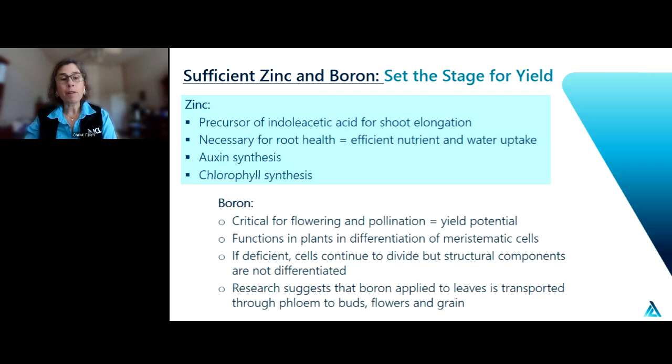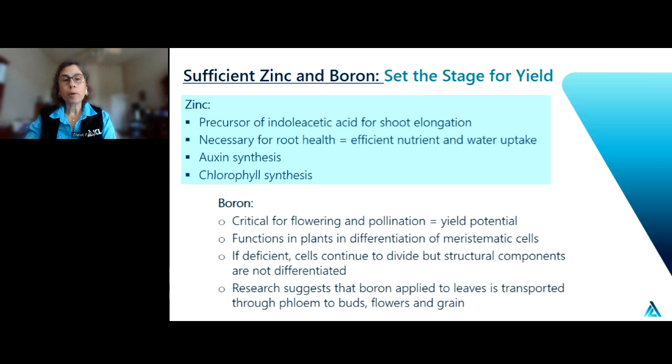And then the boron, I kind of mentioned some of that before, how critical it is for flowering and pollination, and that it helps with the differentiation of the meristematic cells. So that's important to make sure that we're getting it into the crops. And then we can have the boron be transported and utilized throughout the plant. So that's a good thing as well. So we really want to set the stage with making sure that those are in play.